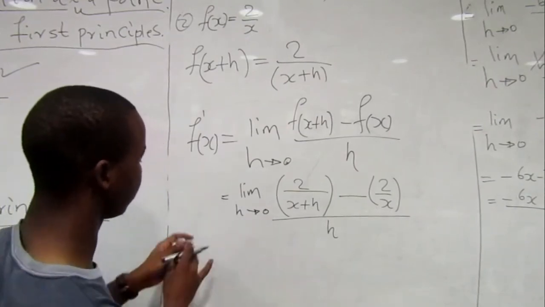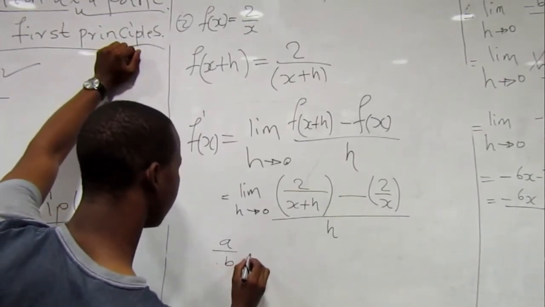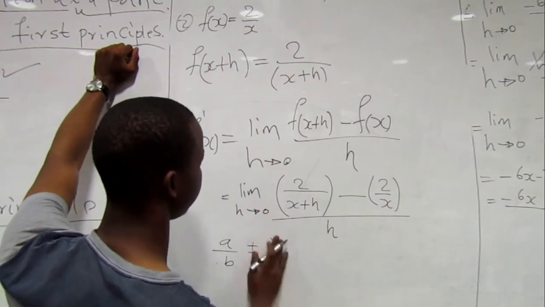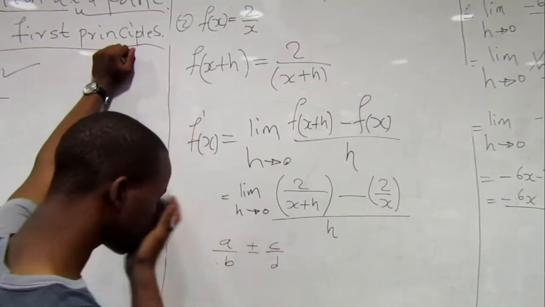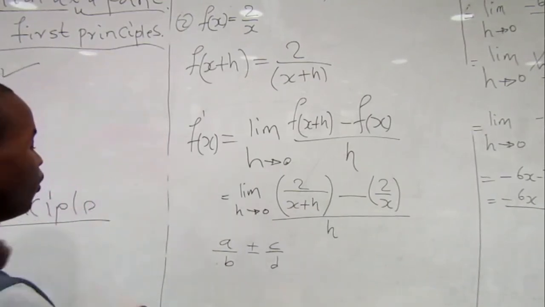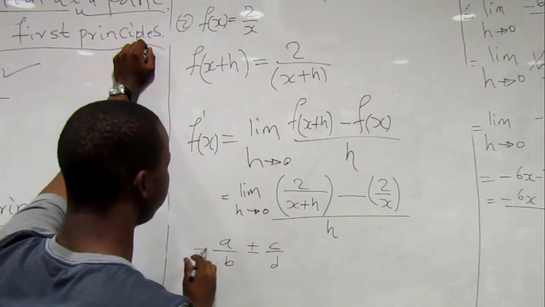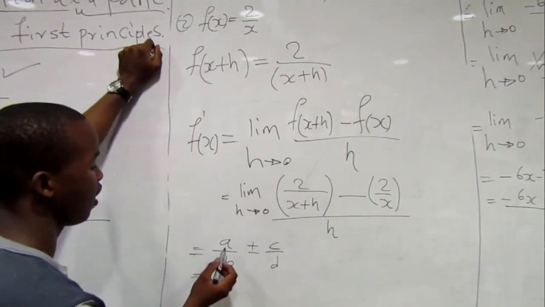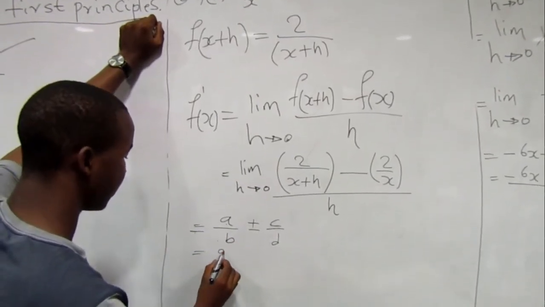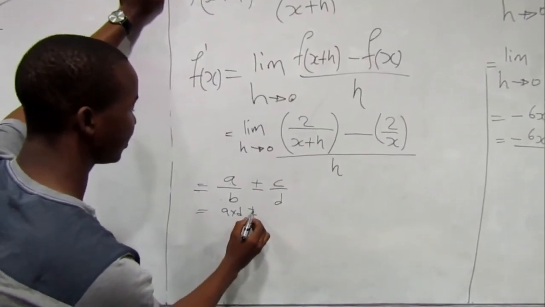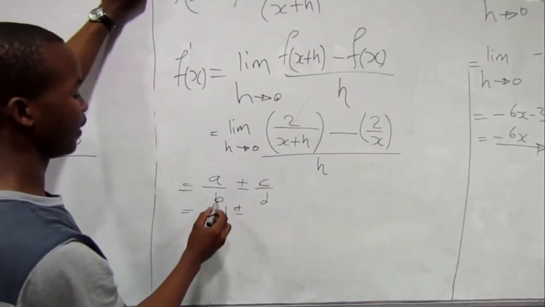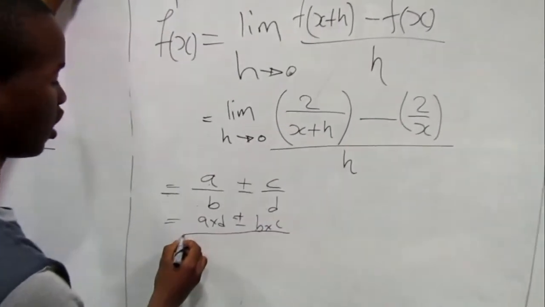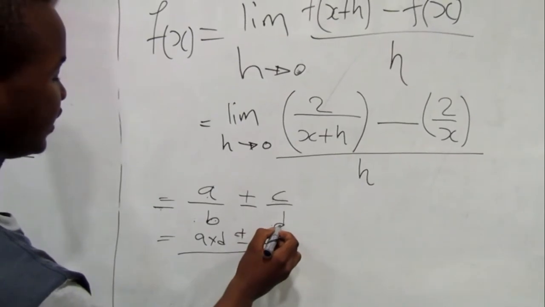This rule of addition says if a over b plus or minus c over d, we are going to simplify this. How can you simplify this? We simplify it using this rule: a times d plus or minus b times c, the whole over b times d.